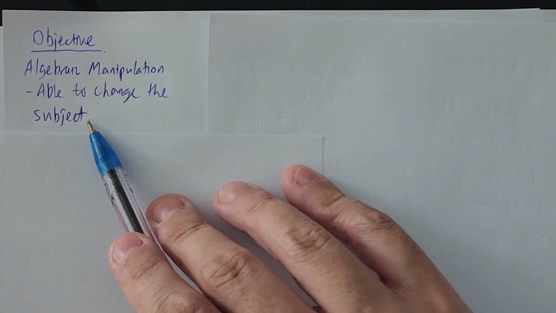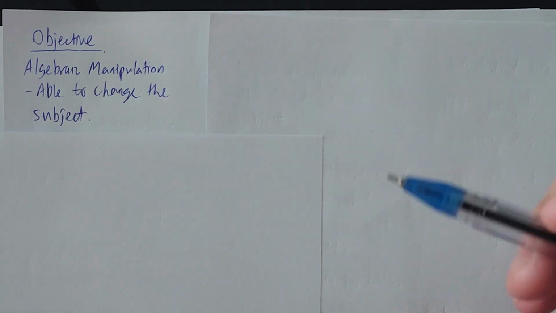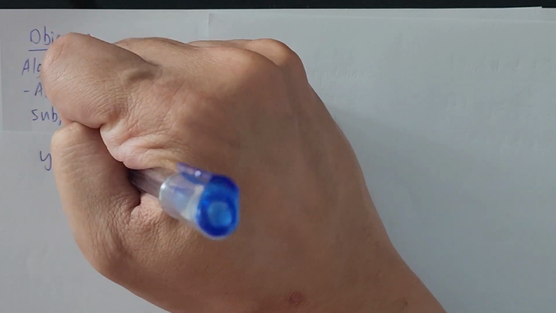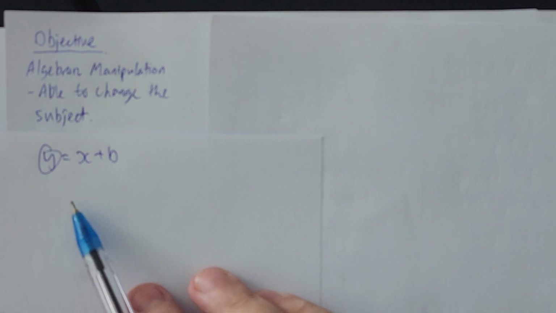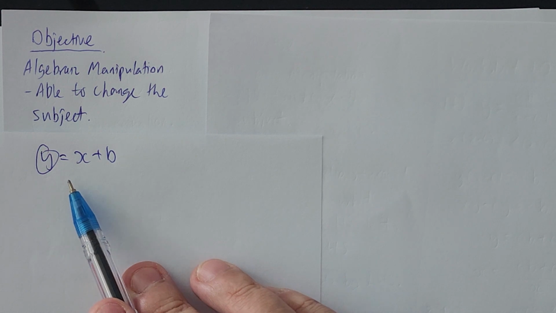Right, what does change the subject mean? It doesn't mean the math or science subject. In this case it means, for example, if I have y equals x plus b, y is the subject. That means, in short, the subject is what it equals to.